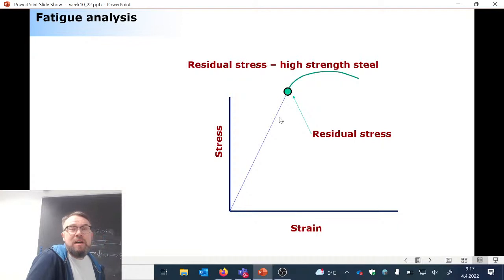If you have a high strength steel, then this linear range here is longer than in a conventional steel. But because of the amount of heat introduced by the welding process, you will have residual stresses that are exactly at the point where this linear curve turns into a nonlinear curve. No help. So high strength steel is not the way to go.